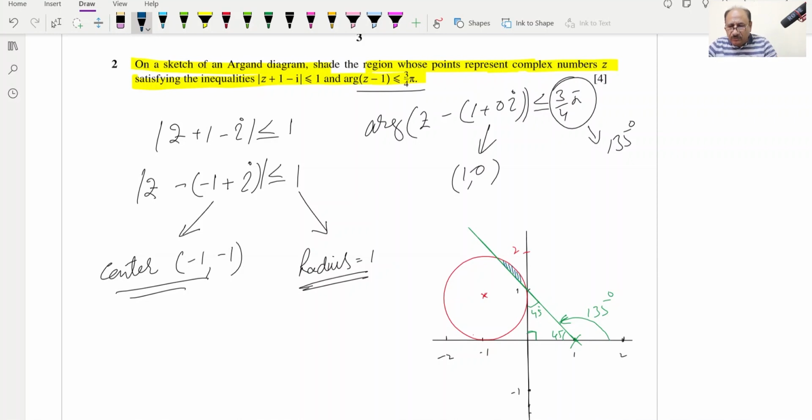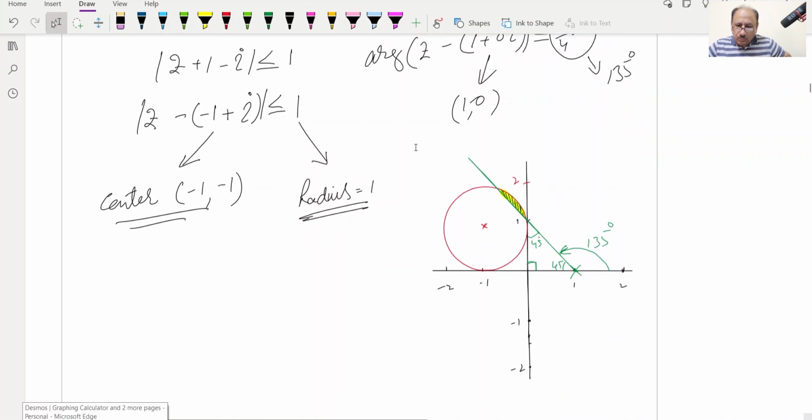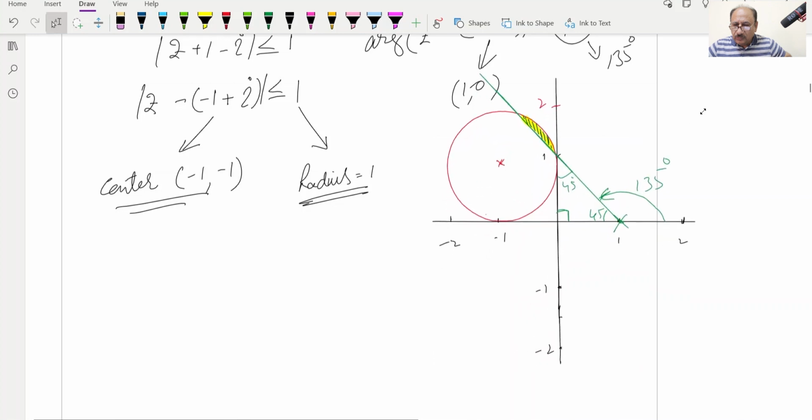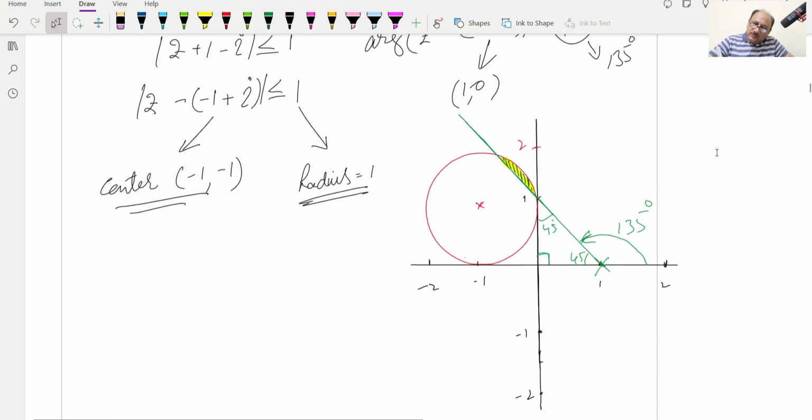For example, if we shade for this one, argument is greater than, so this whole portion will be shaded, and for this one we will shade this inner portion which we have shaded over here. This is the double shaded portion which we have shown over here, and our solution will be this double shaded portion. If I show you in a bigger size, this is the shaded portion which I'm talking about, and it's double shaded, so this is our solution.